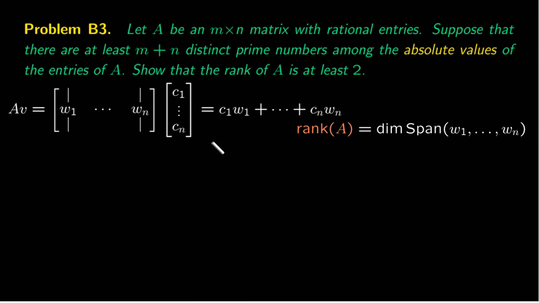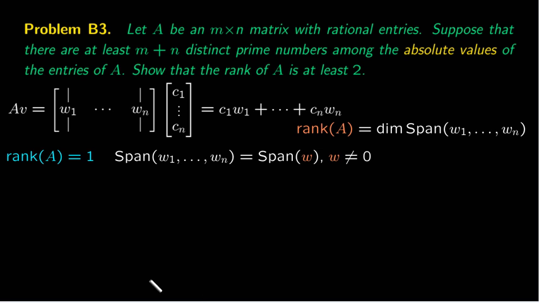So I recorded that important interpretation of the rank. And let's think about it: the problem is concerning rank at least 2, so let's start with the meaning of rank 0. If it is a span, how can you get dimension 0? All the vectors should be 0. So it's not a very interesting case. If we have some distinct prime numbers in here, we know this is not going to be the case. So the meaningful case to think about is rank being 1.